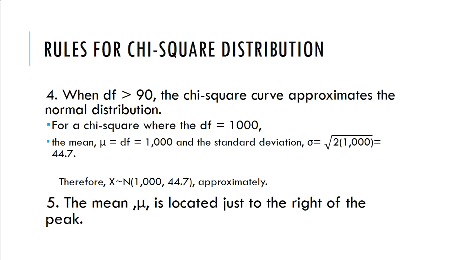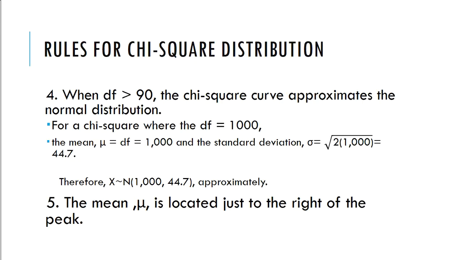Number 4, when your degrees of freedom are greater than 90, the chi-squared curve approximates the normal distribution. Do you remember we talked about that before? And that's that really pretty bell-shaped curve. So as you get above 90 for your degrees of freedom, it starts taking on that normal shape, which is wonderful because, as you remember in the past, there's so much we can do with that normal distribution.